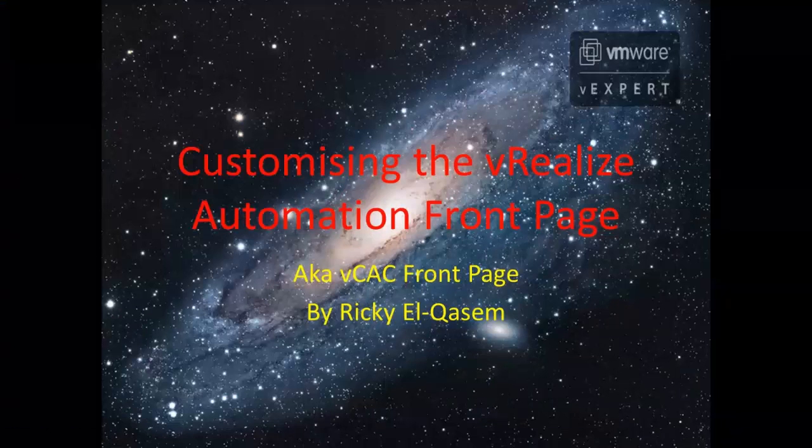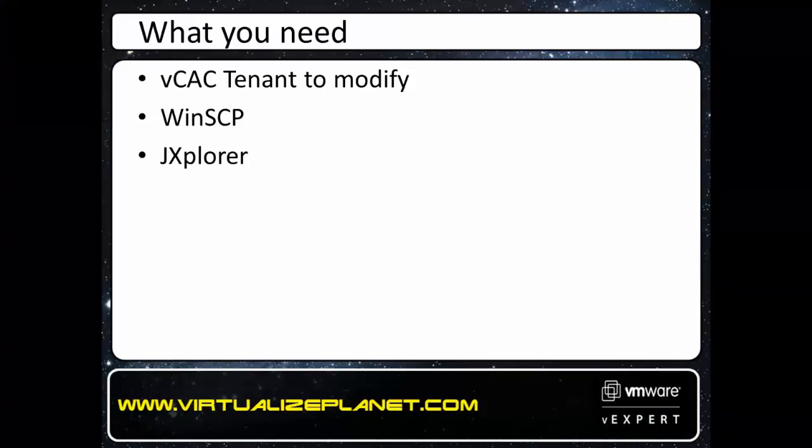If I just jump back to the slides very quickly, what you need to actually do this is a few things. Of course, you need a VCAC tenant to modify in the first place, right? You're going to need a copy of WinSCP because we're going to copy files in and out of the VCAC SSO ID appliance, and you're going to need a freeware tool called JExplorer, which is going to give us the capability to hack the tenant LDAP information, so we can specify things like new graphics and the new coloring for that portal specifically for the tenant that we're going to modify.